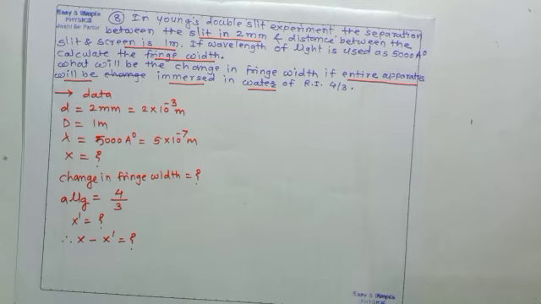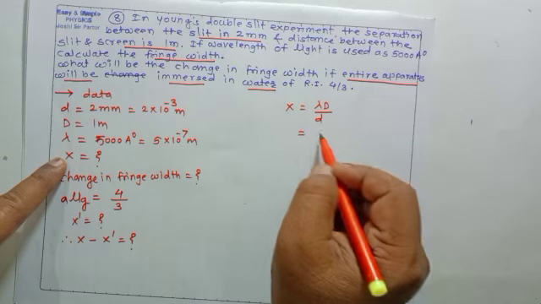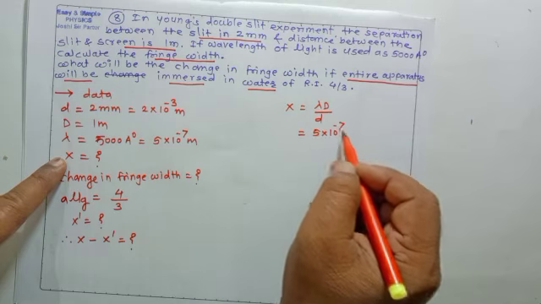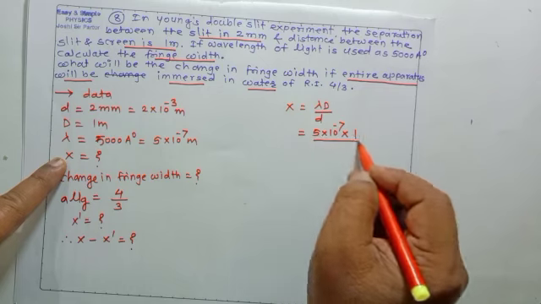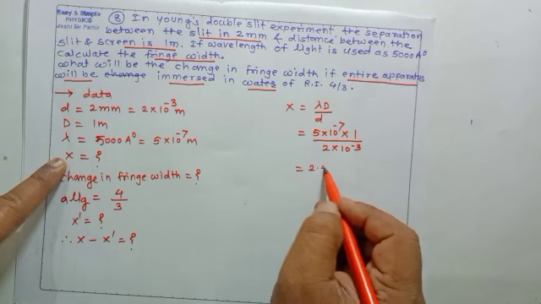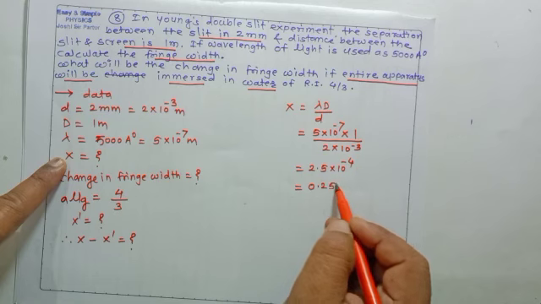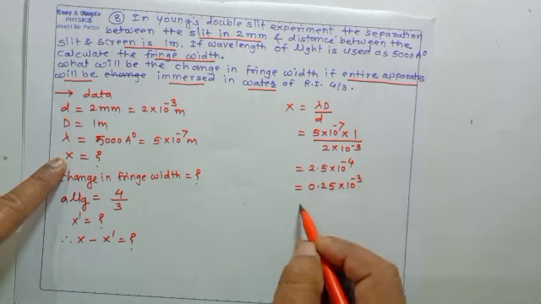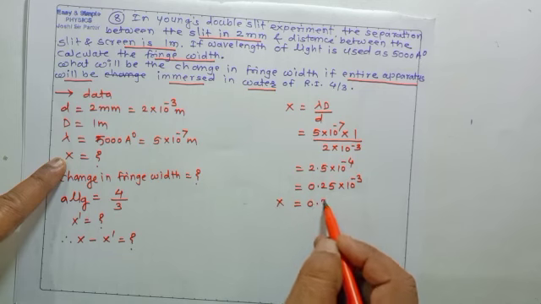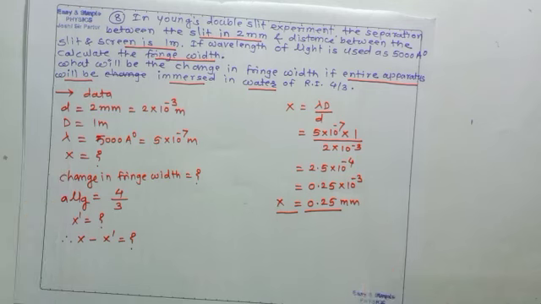So first of all, the fringe width x is equal to lambda capital D upon small d. That is 5 into 10 to the power minus 7 multiplied by 1, divided by 2 into 10 to the power minus 3. So it is 2.5 into 10 to the power minus 4. It will be 0.25 into 10 to the power minus 3, so x is 0.25 millimeter. That is the first fringe width.